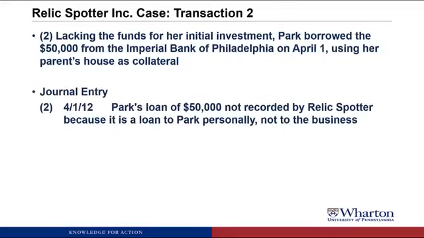Because Rebecca Park is borrowing the money personally, it's not Relic Spotter that's borrowing the money. In other words, Relic Spotter doesn't have to pay this loan back, Rebecca Park does. So there's something called the entity concept, which says the only thing that should go in a company's books are transactions for the company, not transactions for the employees. So we want to keep this separate. Rebecca Park's personal loan does not show up in the Relic Spotter books.